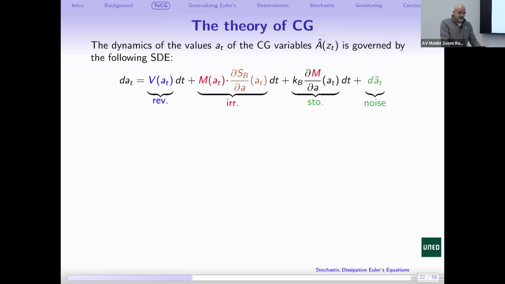So this is what the theory tells. The theory tells that the numerical values of your coarse-grained variables that evolve because the microscopic state evolves, this motion is modeled with a stochastic differential equation, which has always the same structure. It has a reversible part, an irreversible part, a small stochastic drift that comes from the stochastic interpretation of the SDE, in this case Ito, and a noise term, which is a linear combination of the Wiener process.